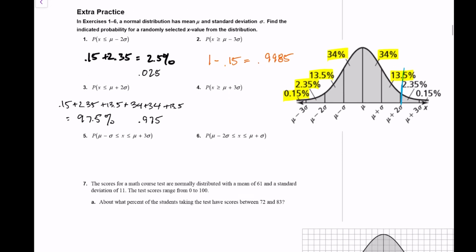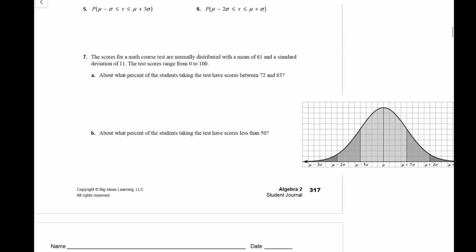Let's take a look at number 7. So number 7 says the scores for a math course test are normally distributed with a mean of 61 and standard deviation of 11. So remember, for mean, we use this mu symbol, which happens to be this U with a tail. Standard deviation is this sigma with the little squiggly on top. And if we take a look right here to the right, I've got our normal distribution. Let's start filling things out.